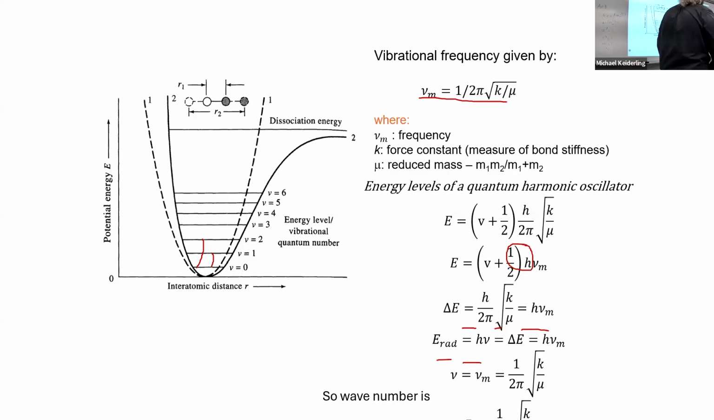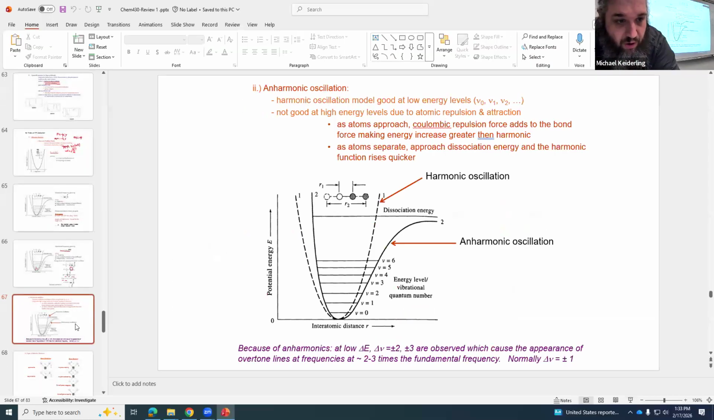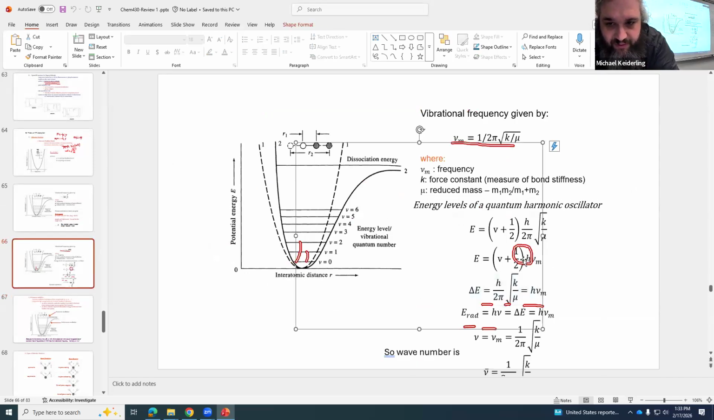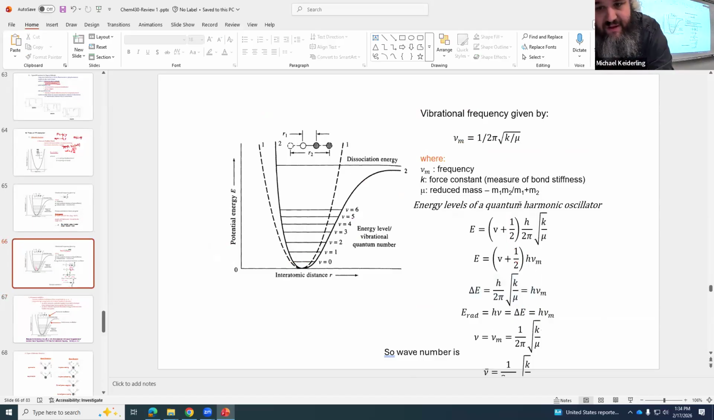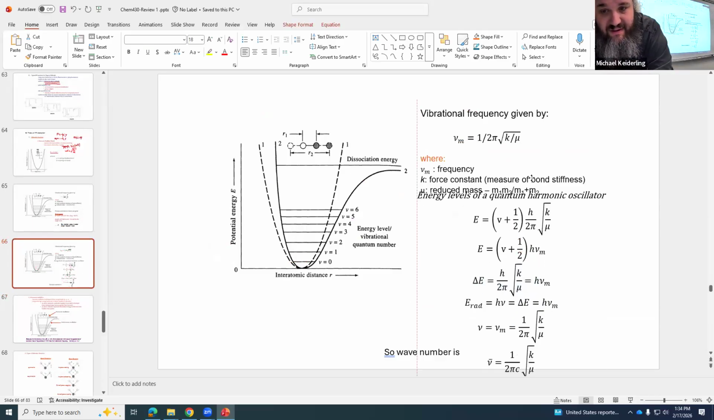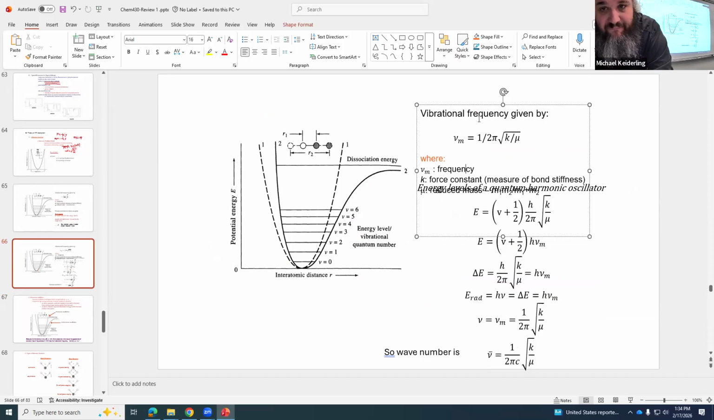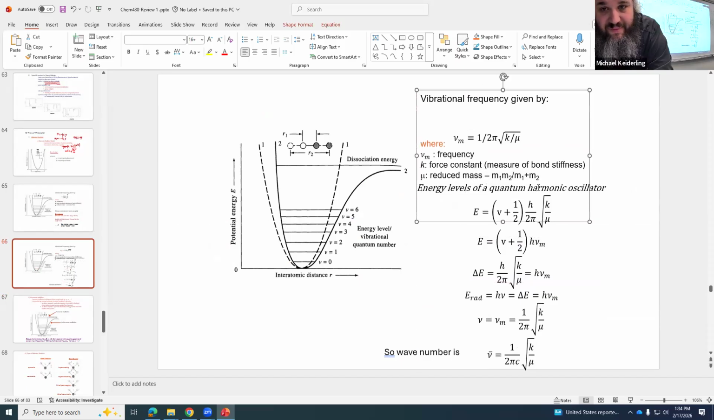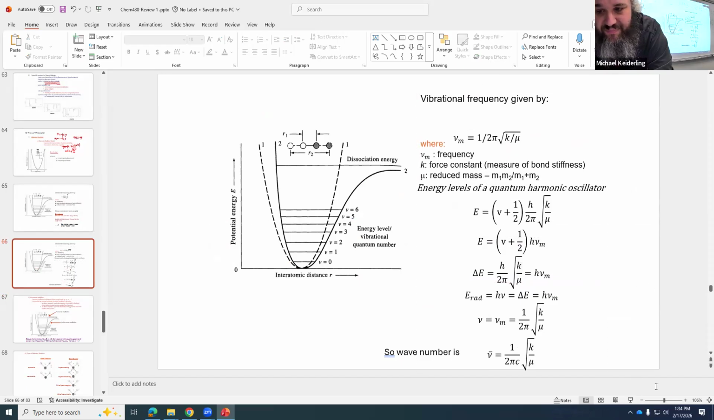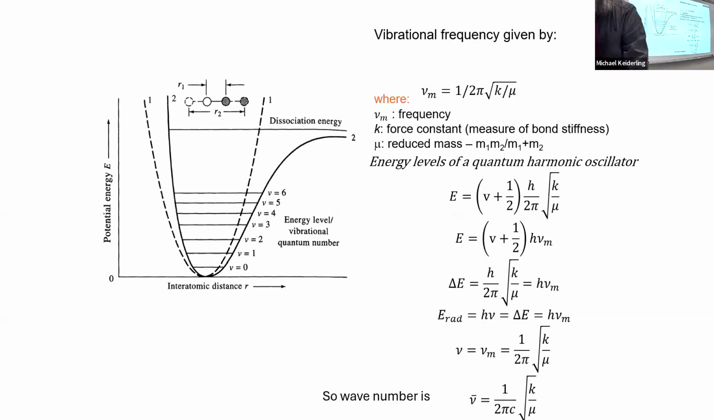Why did I circle those? They seem weirdly placed. Oh, I think I know what happened. Stuff got messed up because this got converted from 3 by 4 to 16 by 9.